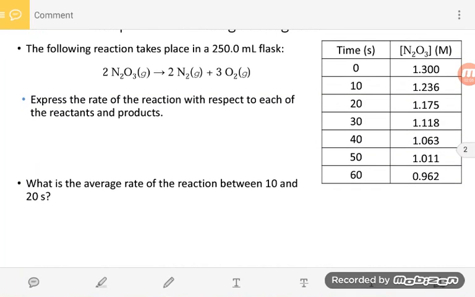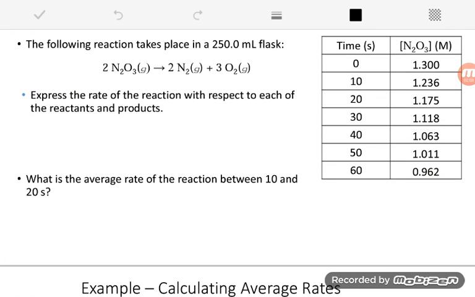Example, calculating average rates. So the following reaction takes place in a 250 milliliter flask. We have this reaction here. First question we can do just by looking at the chemical reaction. Express the rate of the reaction with respect to each of the reactants and products. Okay, so we're always going to do rate equals. I'm going to abbreviate here, R equals.